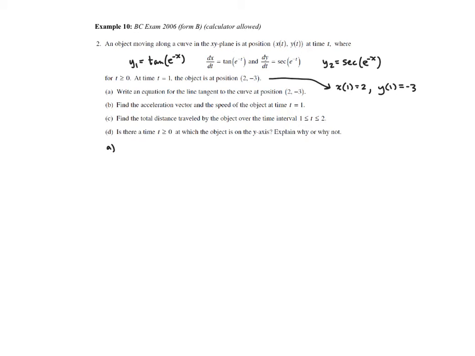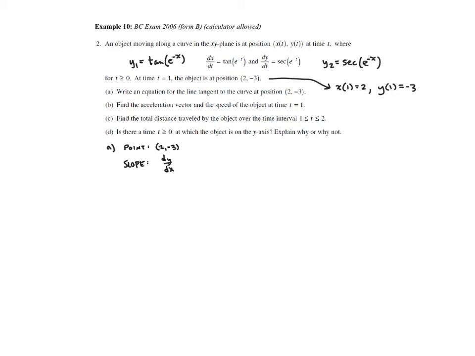Let's look at part A. It says write an equation for the line tangent to the curve at the position 2, negative 3. Okay, so in order to write a tangent line equation, we need two things. We need a point, which we are given, 2, negative 3, and we need a slope, which we need to figure out. That's where a majority of the work on this problem will come.